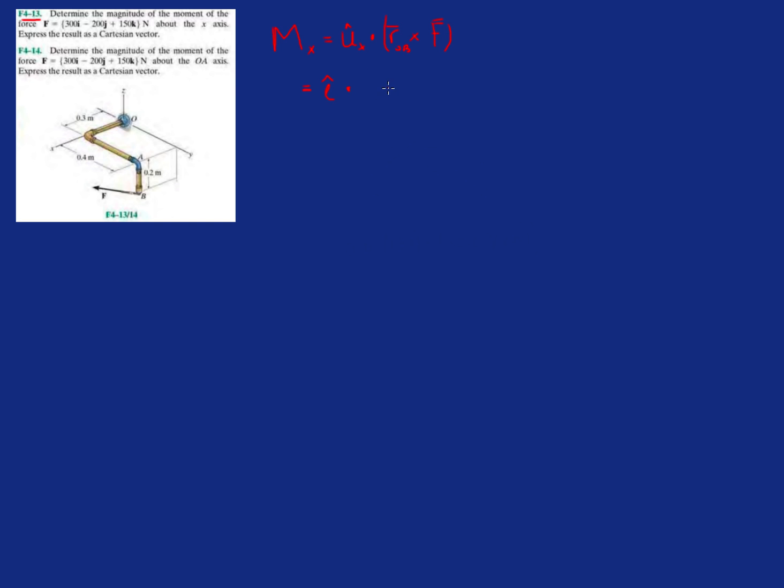Okay, so let's do i dot. We're going to have to do it in determinant format, okay? i, j, k. Okay, what's the distance from O to B? Well, it's going to be 0.3i. So let's write that down: 0.3 in the i direction, 0.4j, and then minus 0.2k. And the force, well, they give it to you right there. So the force is 300i minus 200j and 150k.